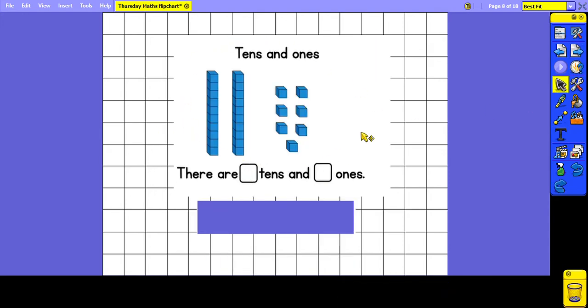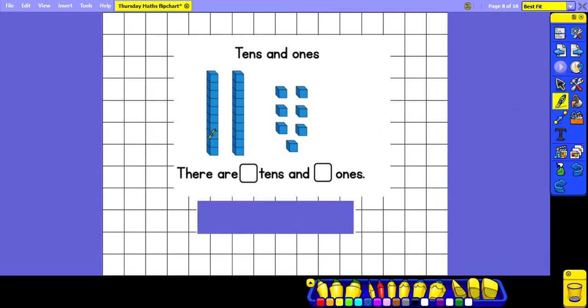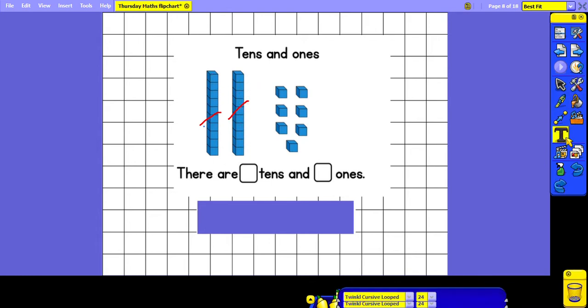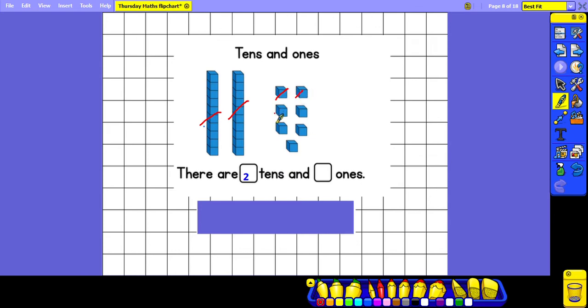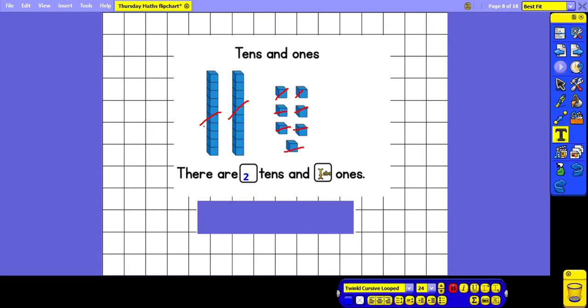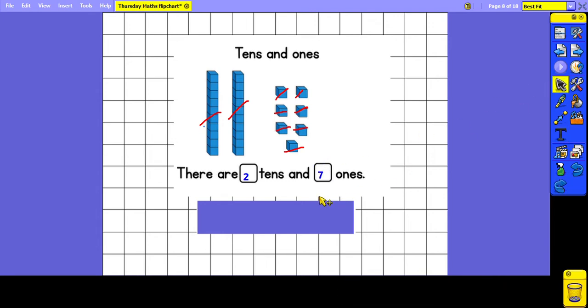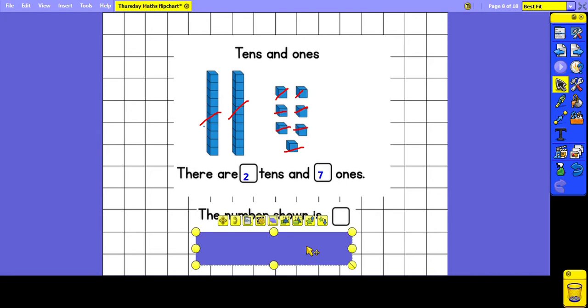This time we are representing 10s and ones using base 10, or they're also called Deans. And we can see we have got 2 stacks of 10. So there's a 10 here, 1 10, and then we've got another 10 because there are 10 ones in each stack. So there are 2 10s and then 1, 2, 3, 4, 5, 6, 7 ones. The number shown is 27.